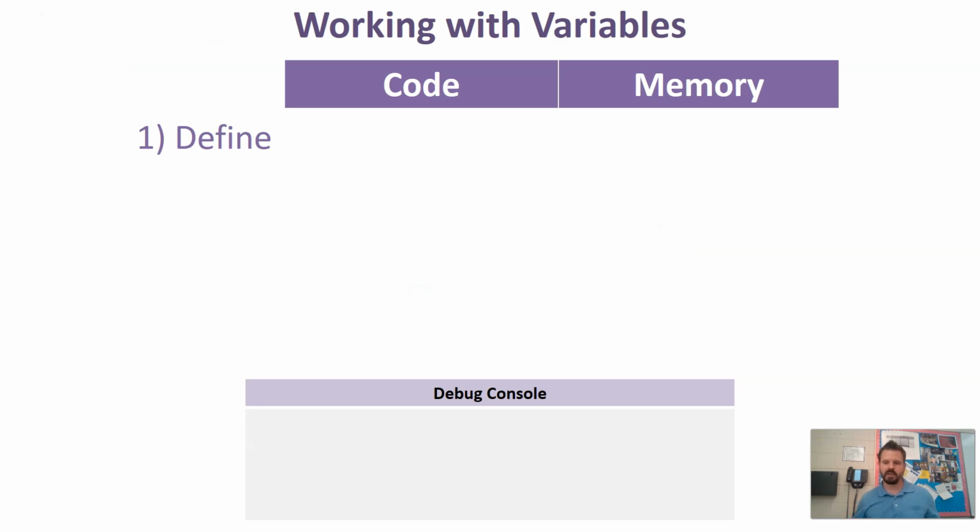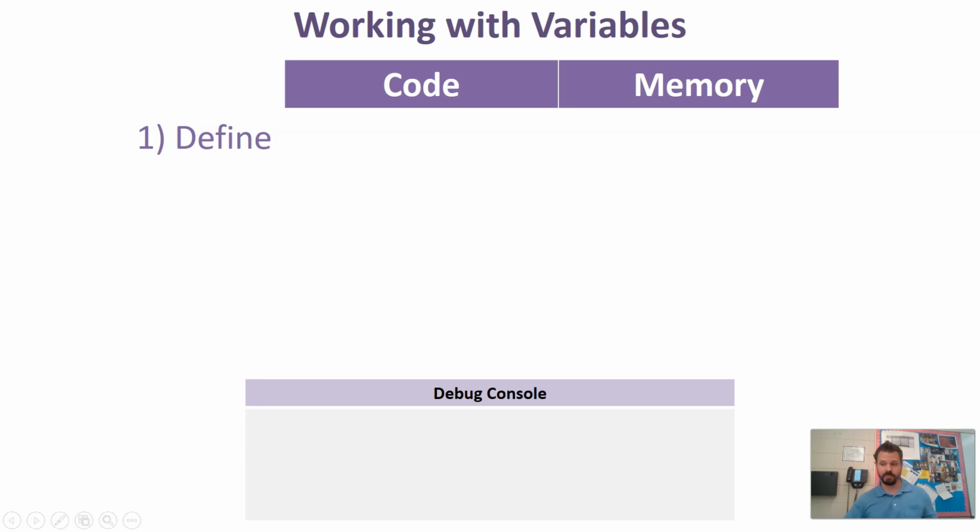So let's take a look at how variables work as far as how the code we're going to write relates to what the computer is actually doing with that variable. I have on my screen here a space for the code and then also the memory, what the computer is doing in the background. And then also here I've got my debug console. That's where we can print off statements to take a look at what the values of these variables are.